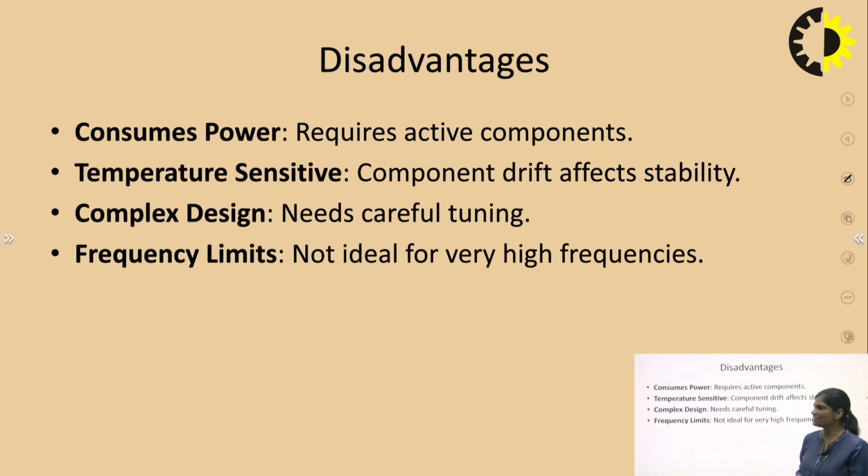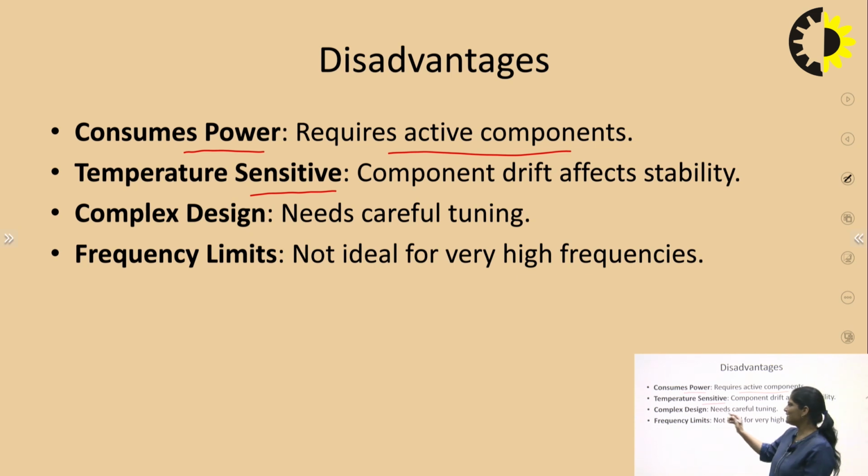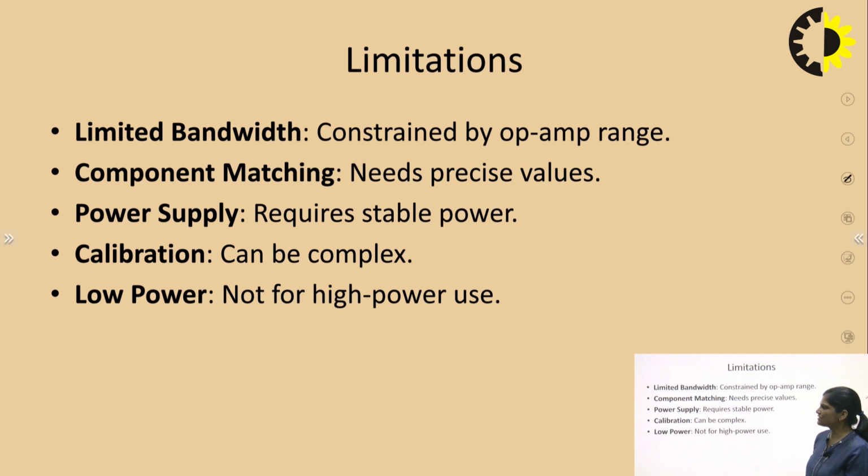Now what are the disadvantages of this general impedance converter? It consumes power, requires active components in the circuit diagram. Now temperature sensitive, components drift, affects stability, complex design needs careful tuning, and frequency limits, not ideal for very high frequencies. These are the limitations for this GIC: limited bandwidth, constrained by operational amplifier range, component matching, needs precise values, power supply requires stable power, calibration can be complex, low power not for high power use. So these are the limitations for this general impedance converter.